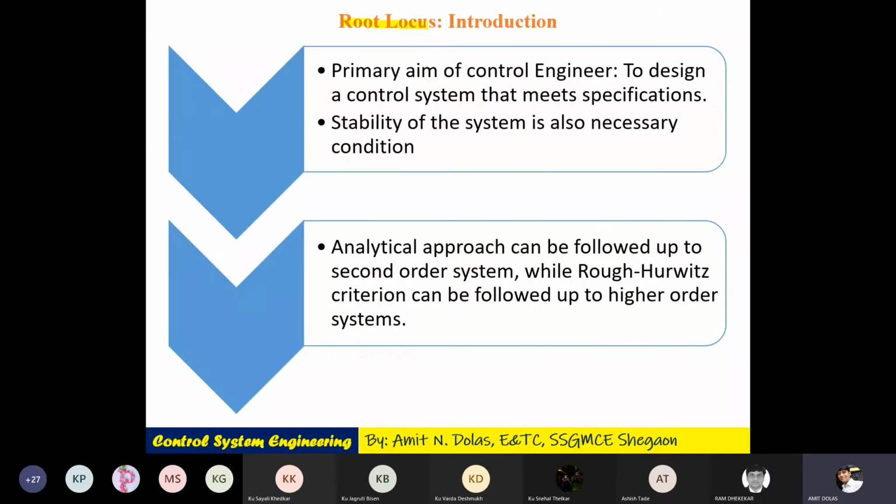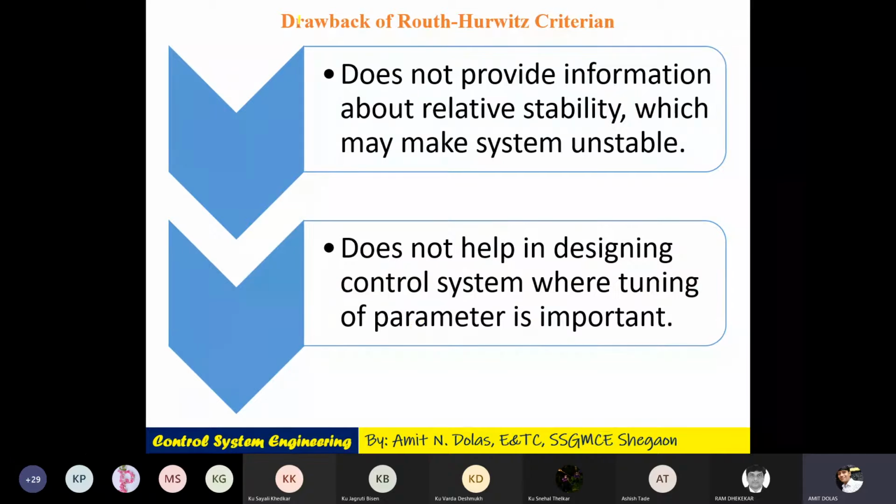Now, root locus, the introductory part. The primary aim of a control engineer is to design a control system that meets specifications. Stability of the system is also a necessary condition, that we know. An analytical approach can be followed up to second order systems. Then computation becomes very hard. Therefore, the Routh-Hurwitz criterion can be followed up to some higher order of the system, that we have already seen. The drawback of the RH criterion is that it does not provide information about relative stability.